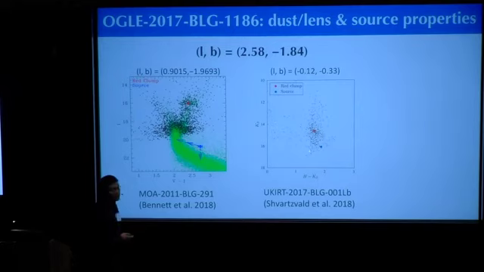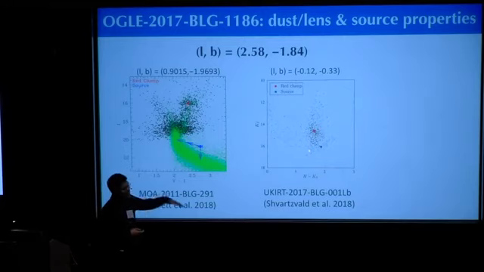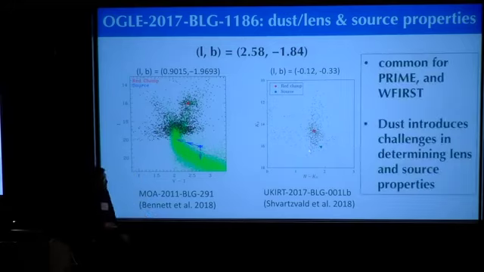Now, the second challenge in modeling this event is due to the low latitude of this event. So you can see the latitude is about minus 1.84 degrees. So it's very close to the galactic plane. So the dust extinction will be complicated along the line of sight. In fact, we have two other events as shown here, one studied by Dave Bennett and one studied by Yosei. And the one studied by Yosei is very close to the plane. It's minus 0.33 degrees. So this shows that events very close to the plane. Of course, the dust extinction along the line of sight can be more complicated.